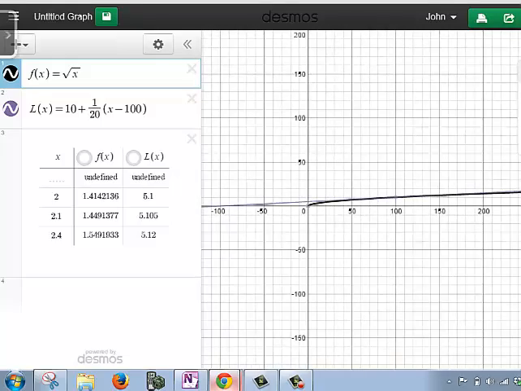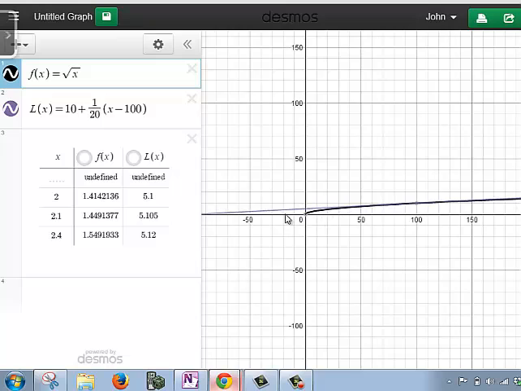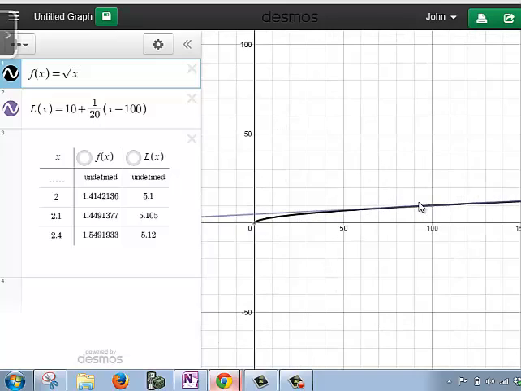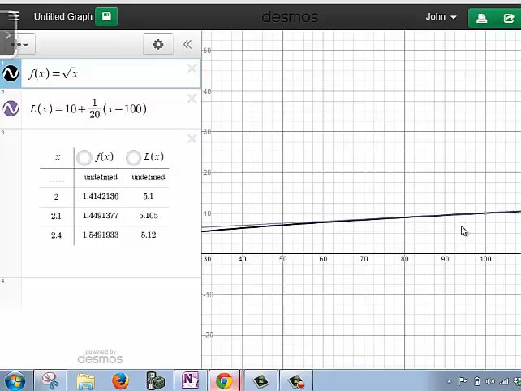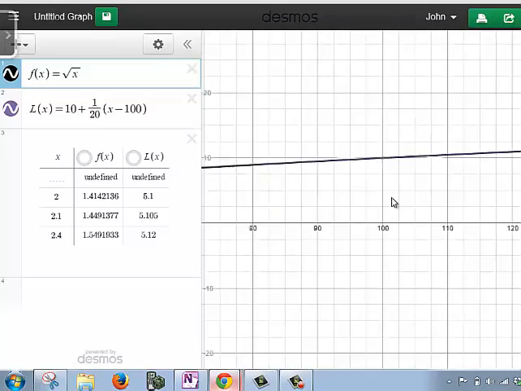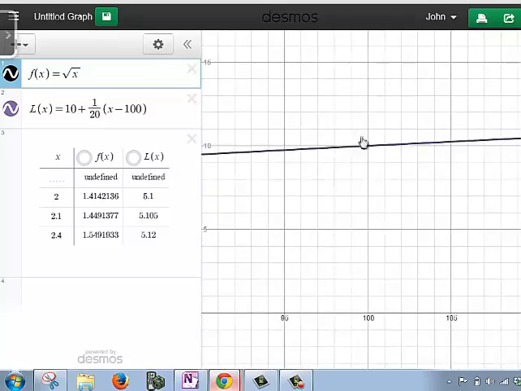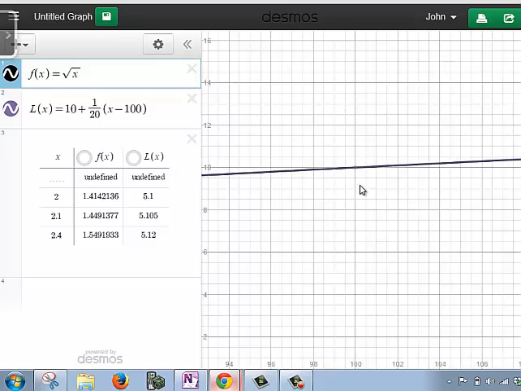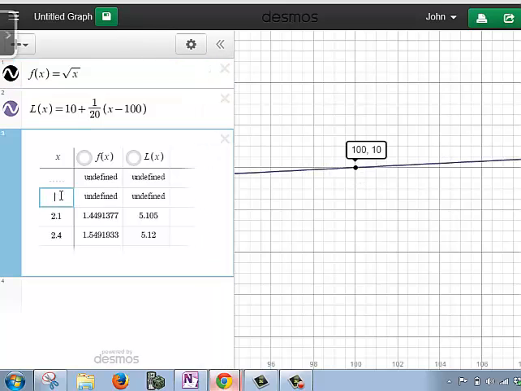And you could see that when we get to 100, you can see the tangent line here, and you can see the square root function here, and you can see at 100 we have pretty good accuracy between the function, or I want to say it becomes very linear right here, because you can see that that's the point on the parabola. But if I put in on my table here the value of 100, you're going to see that the function and the linearization have the same value.